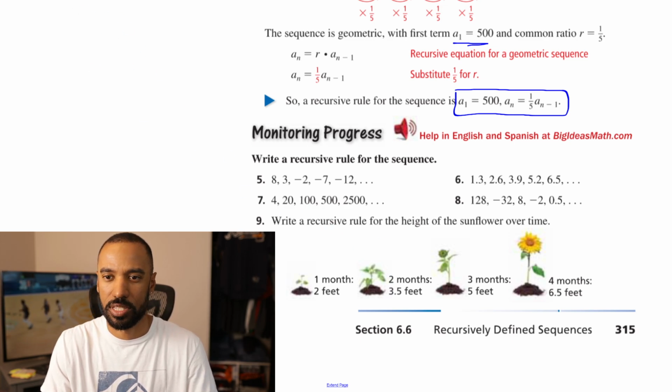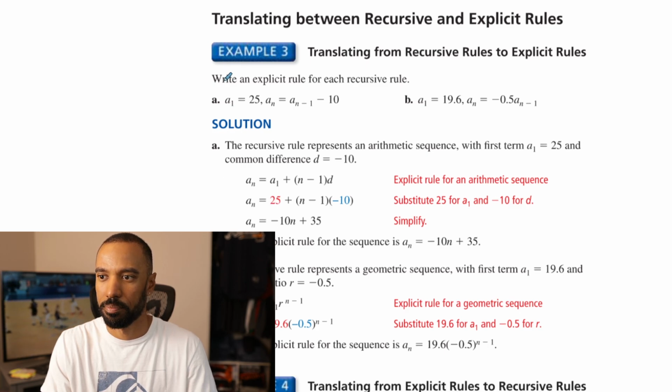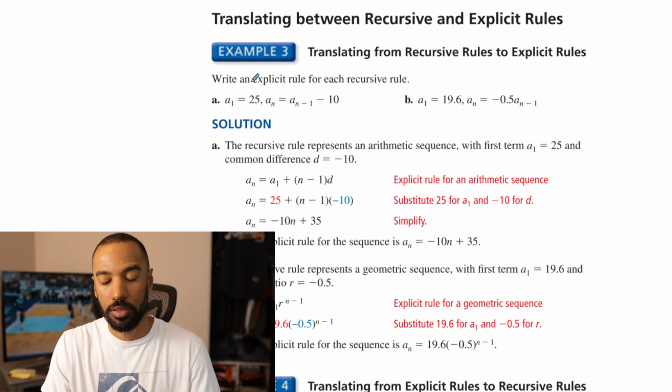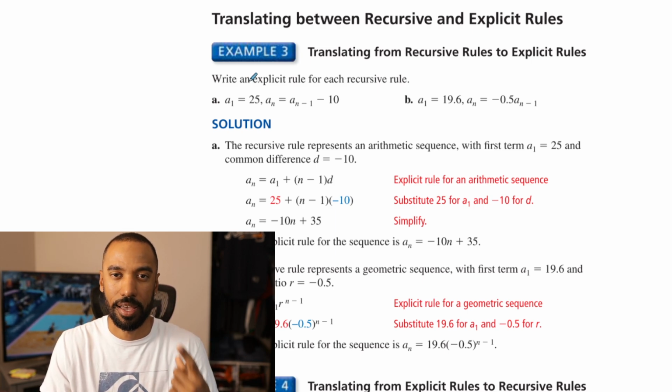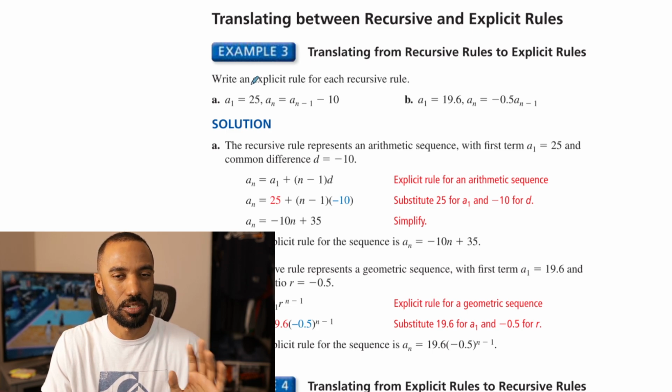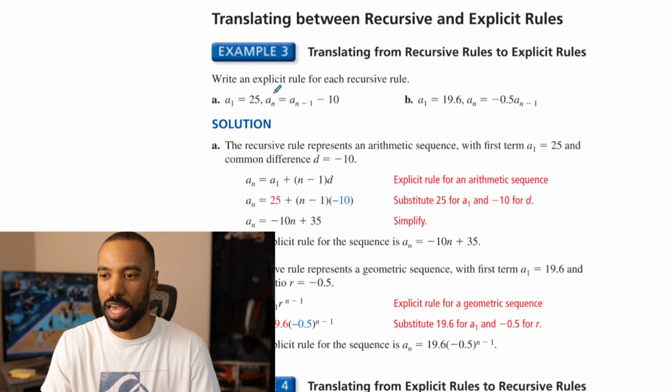They have some word problem ones down there. I'll leave it for whatever they give us later. Translating between recursive and explicit rules. If you notice, both of them each use the value of the first term and the common ratio, or the value of the first term and the common difference. So it's not necessarily too hard to do with that in mind.